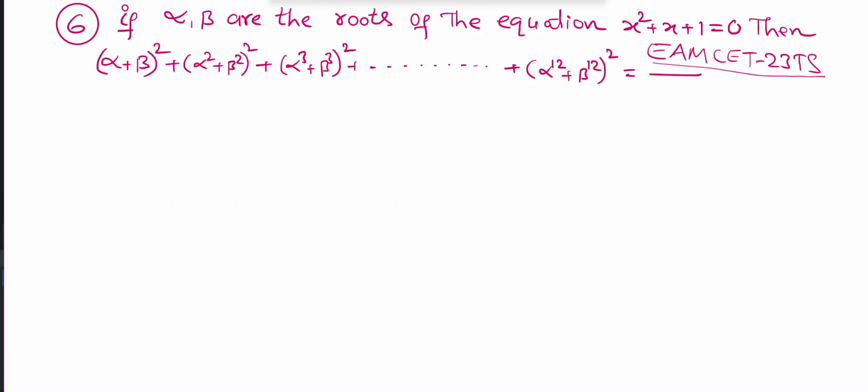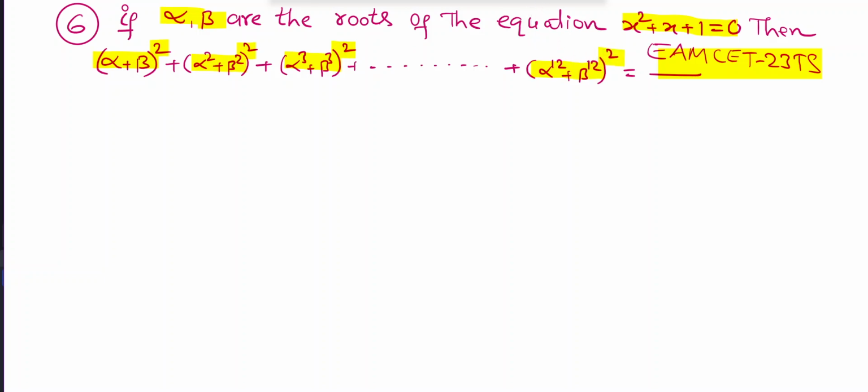This is the sixth problem from De Moivre's theorem, EAPCET 23 TS. Here it is given that alpha, beta are the roots of the equation x square plus x plus 1 equal to 0. Then find the value of (alpha plus beta) whole square plus (alpha square plus beta square) whole square plus (alpha cube plus beta cube) whole square up to the last term, (alpha power 12 plus beta power 12) whole square.